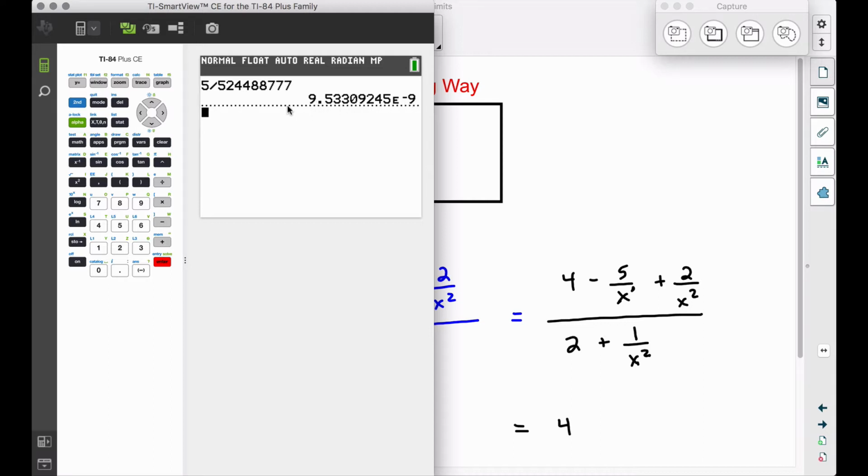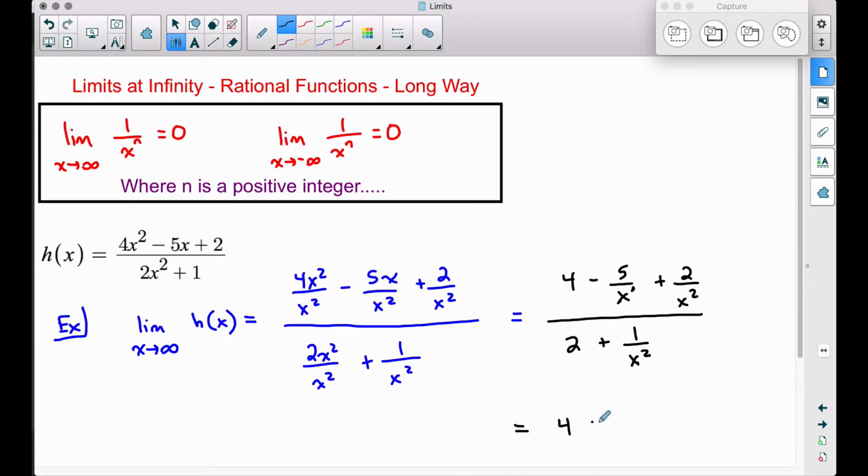E negative 9 means we move that decimal over 9 places and fill in a whole bunch of zeros. And the same thing is going to apply to this one. 2 over a really big number, that's going to be plus 0. So I'm applying the limit to each one of these pieces, and I'm using these rules up here.